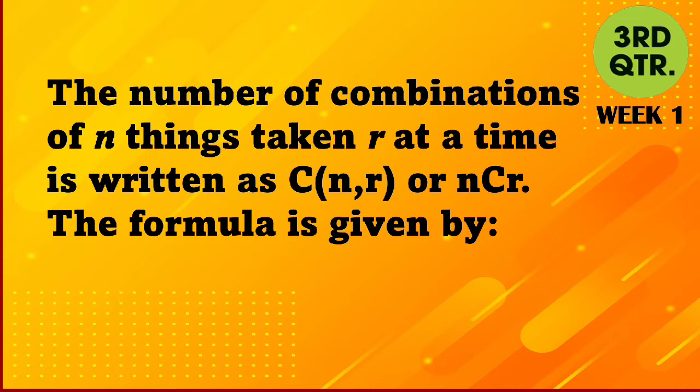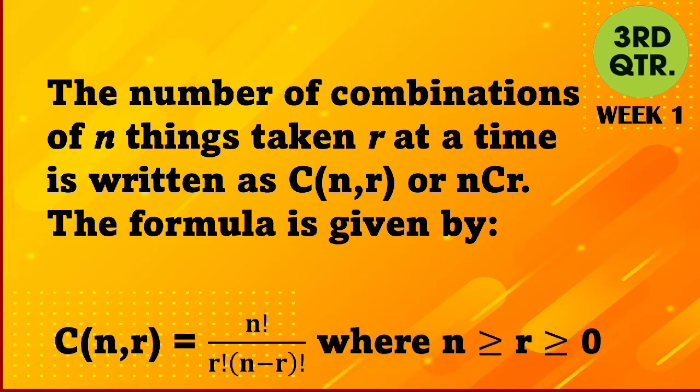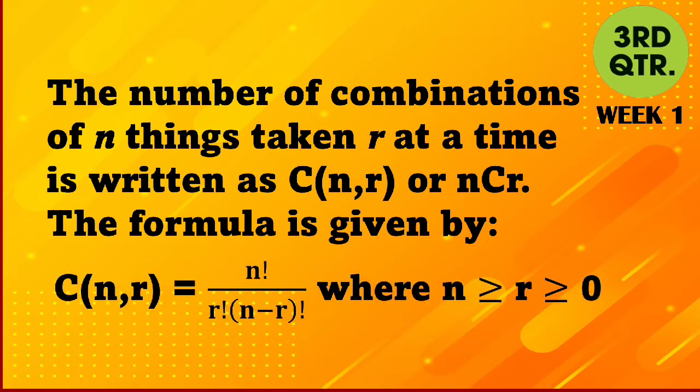How to find combination of objects? The number of combinations of n things taken r at a time is written as C of n, r or nCr. The formula is given by C of n, r is equal to n factorial all over r factorial times n minus r factorial, where r is greater than or equal to 0 but less than or equal to n. Remember class, n should be greater than or equal to r.